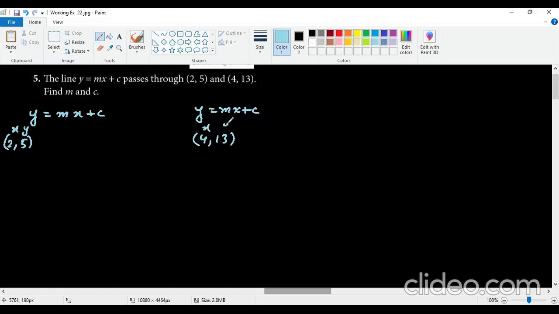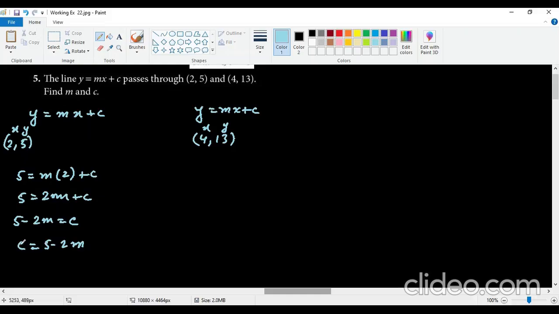I'll substitute the values. So this is going to be 5 equals m, x value is 2, plus c. That means 5 equals 2m plus c. That means 5 minus 2m equals c. So this is the value of c. C equals 5 minus 2m.